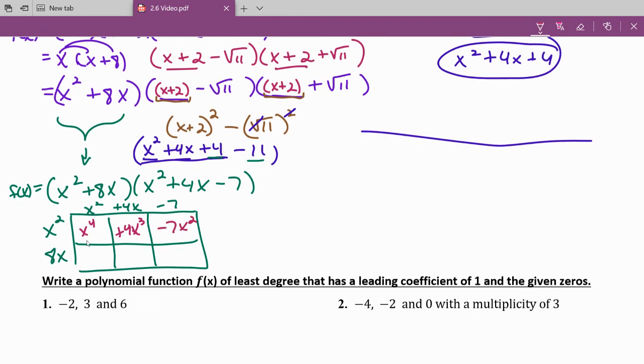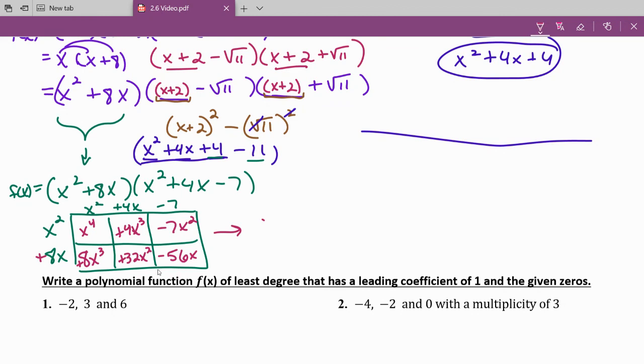Now distribute the 8x to the x squared, and you'll get 8x to the 3rd. That is also positive. 8x times 4x will be a positive 32x squared. And then 8x times a negative 7. So we have a positive times a negative. Be careful with your signs. That's going to be negative 56x.